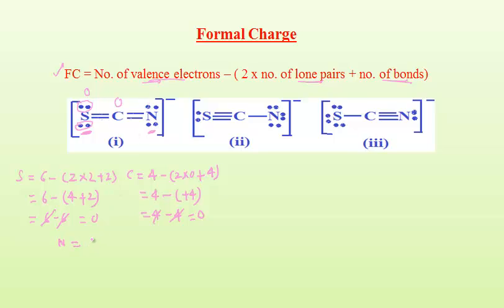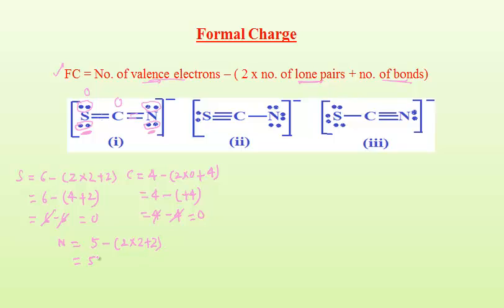Number of valence electrons. Nitrogen has 5 valence electrons, minus 2 multiplied by number of lone pairs. This nitrogen atom has 2 lone pairs. We can mention here 2, plus the number of chemical bonds formed by this nitrogen atom. This nitrogen atom forms 2 chemical bonds.